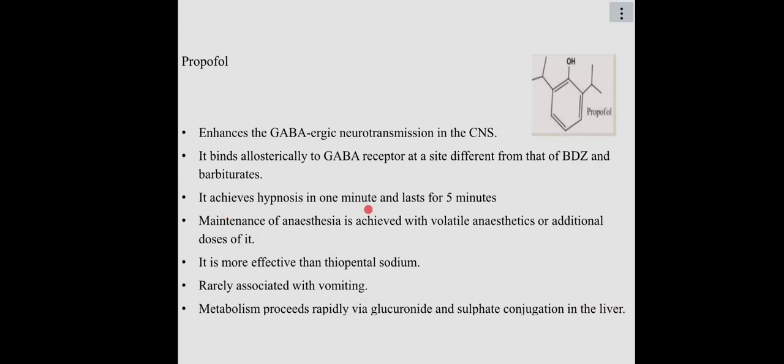It achieves hypnosis in 1 minute and lasts about 5 minutes. Maintenance of anesthesia is achieved with volatile anesthetics or additional doses of it. So you can keep it on and on, or you can choose to give the volatile anesthetics, and we have discussed them. It is more effective than thiopentone sodium, rarely associated with vomiting. Metabolism proceeds rapidly by glucuronidation and sulfate conjugation.